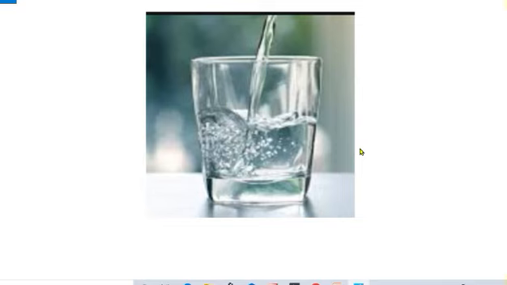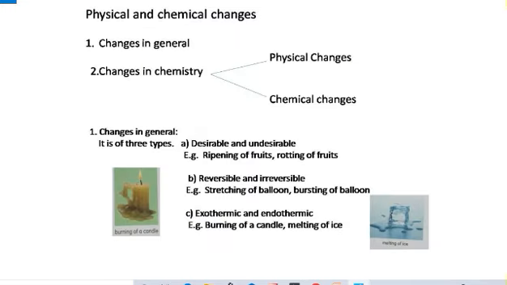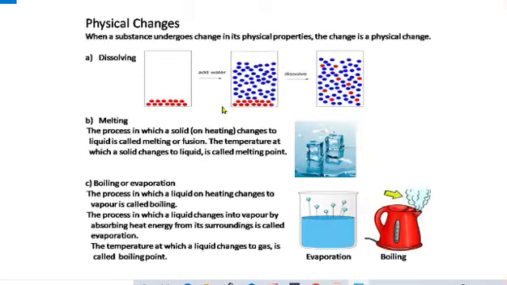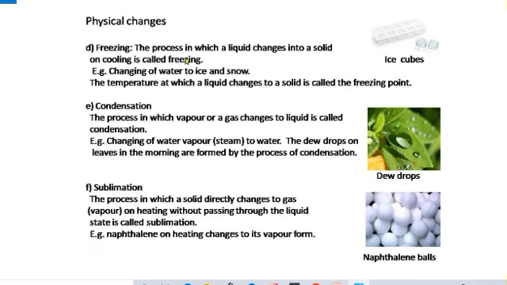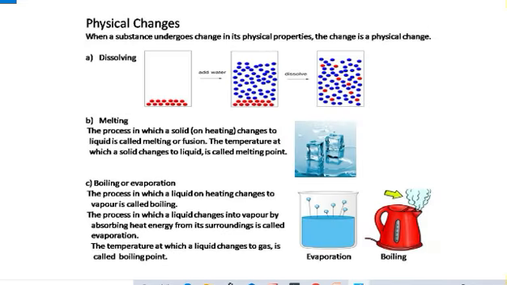But students, have you noticed when you add a pinch of salt or sugar in water, what happens? The level of water does not rise. Why does this happen? Let us see in our next topic in changes in chemistry, physical changes. Physical changes, we will discuss 6 changes: dissolving, melting, boiling, freezing, condensation, sublimation. 6 changes we will see in physical changes.